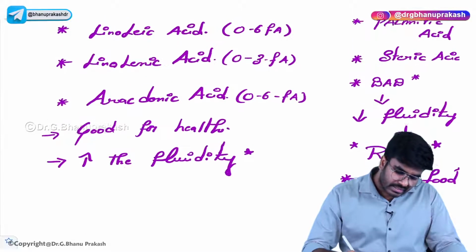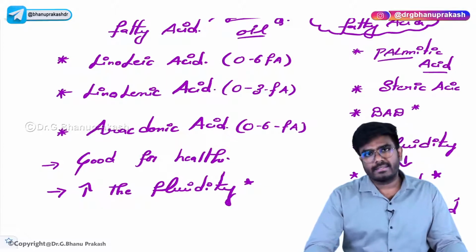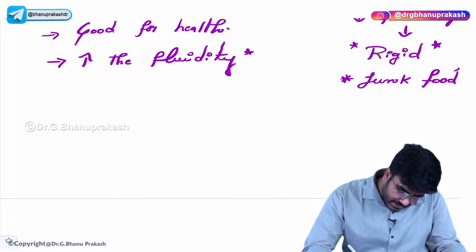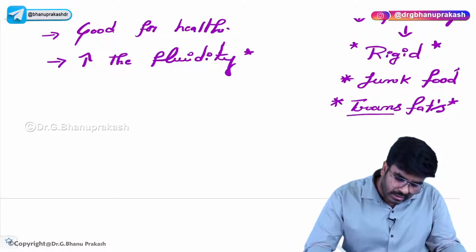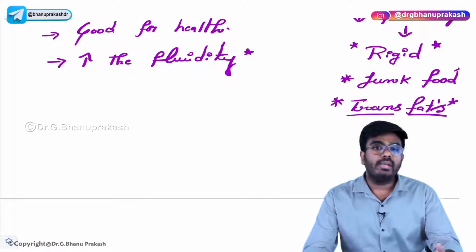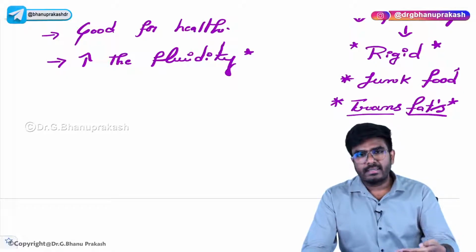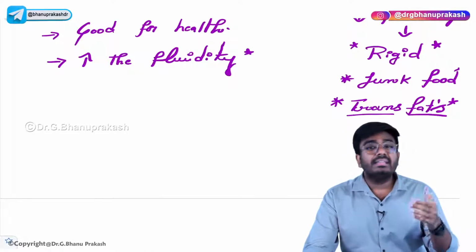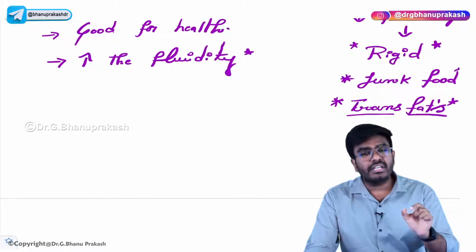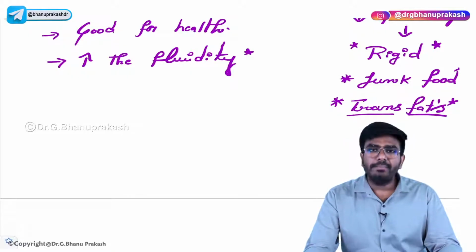And these saturated fatty acids, palmitic acid and stearic acid, are also called trans fats. Just remember, guys. So whenever you are taking some product from outside, just look at the nutritional value. If you find trans fats in them, just try to avoid it, because trans fats like stearic acid and palmitic acid will increase the rigidity of the cell membrane, which is very bad. They will decrease the fluidity, which is very, very bad.